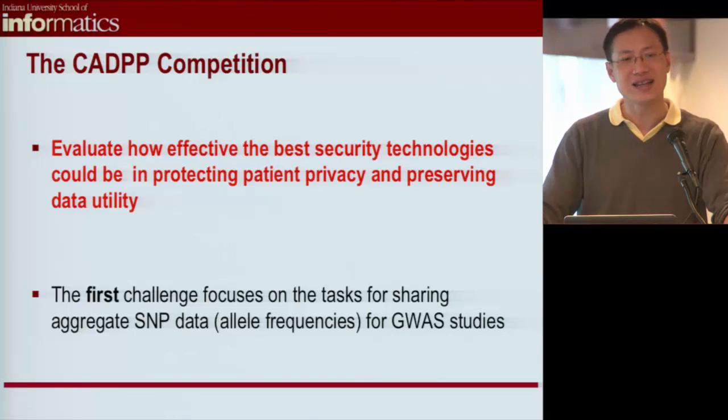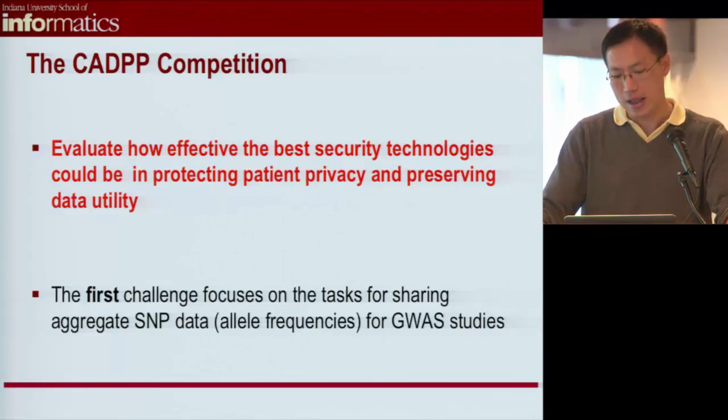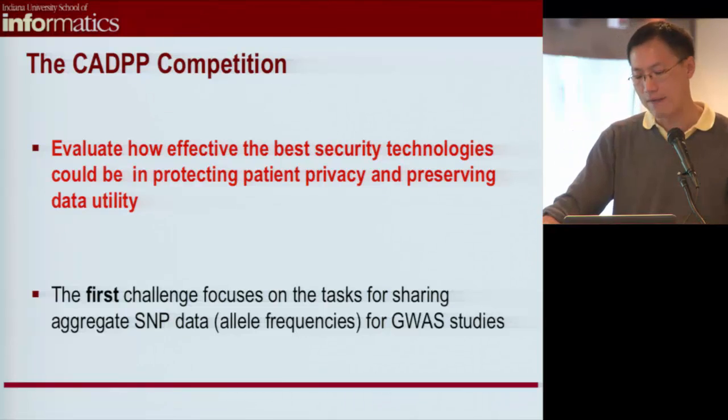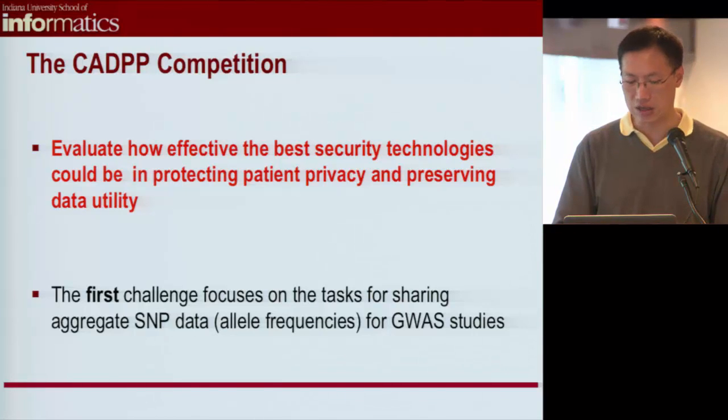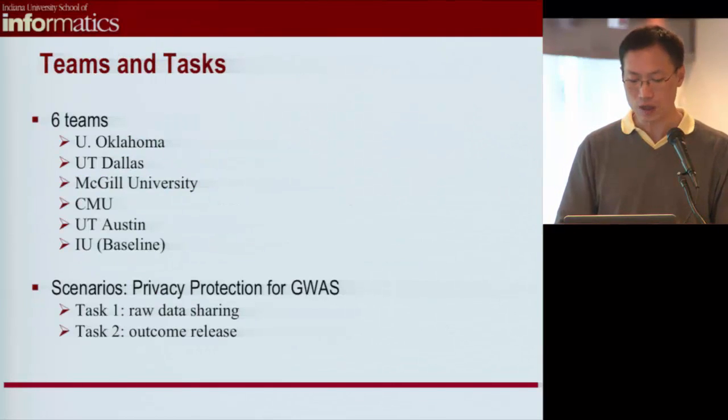You can share the raw DNA data, or you can let a center do the computation on the researcher's behalf and then share the result. Of course, the result also needs to be anonymized to protect the privacy of patients. The first step is we organized this competition together with UC San Diego. We had 5 teams attend this competition, right? And we have 2 tasks.